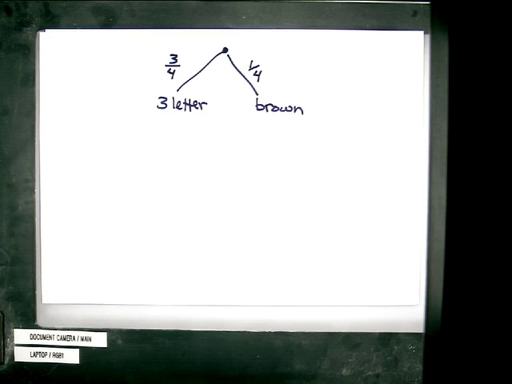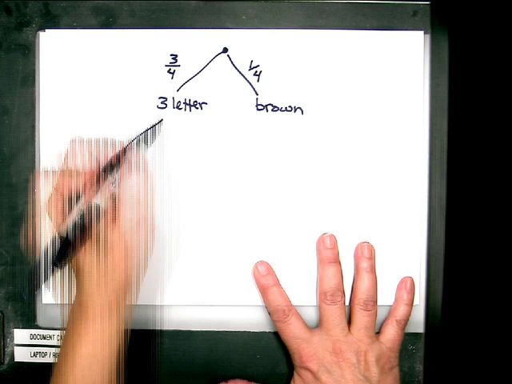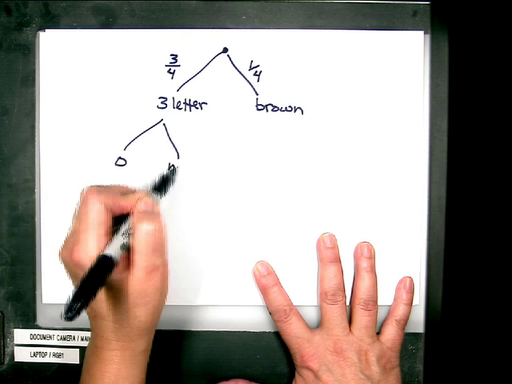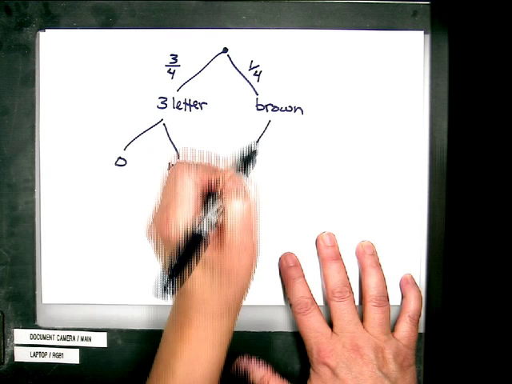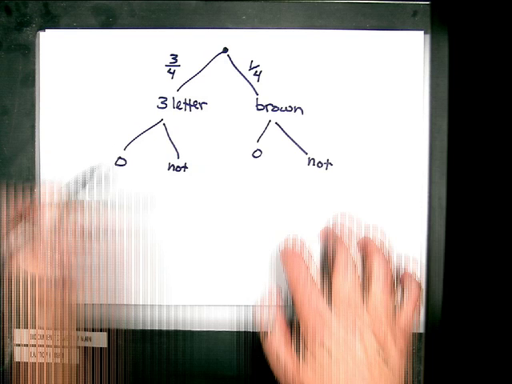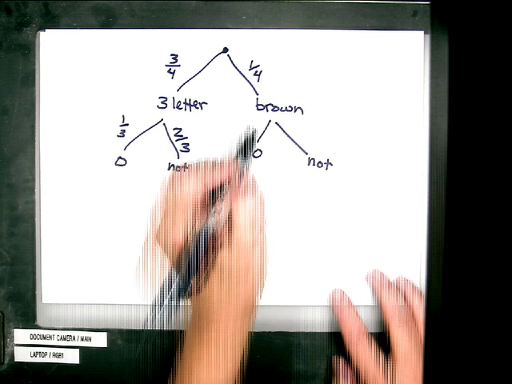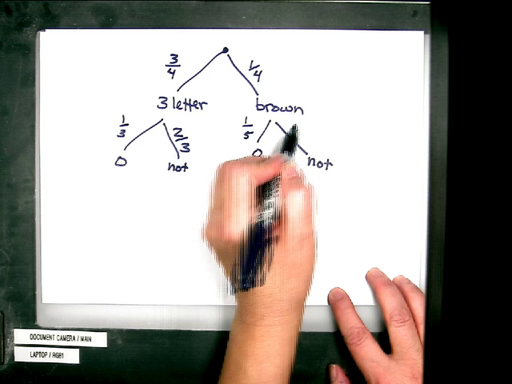This is getting closer to the solution that was suggested. That's a 3/4 versus a 1/4 probability. And then you just care about did I get a vowel or not. And so coming off of here, I would say, did I get an O or not? The chance I get an O from my 3-letter word is 1 in 3. The chance I didn't get an O is 2/3. Then coming out of brown, the chance I get an O is 1 out of 5. And the chance I did not is 4 out of 5.